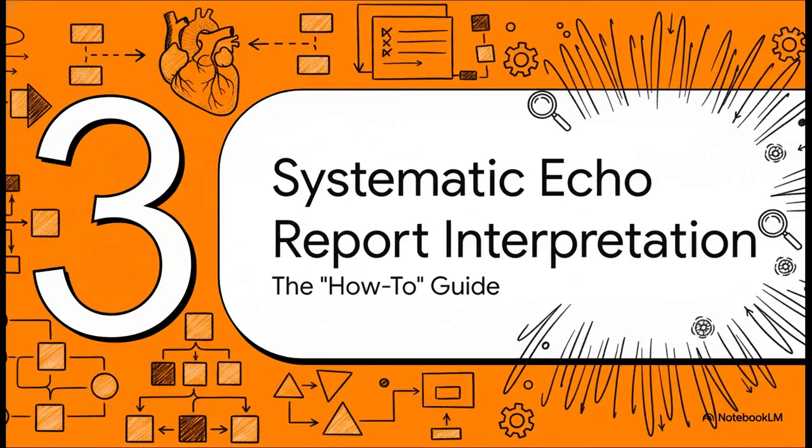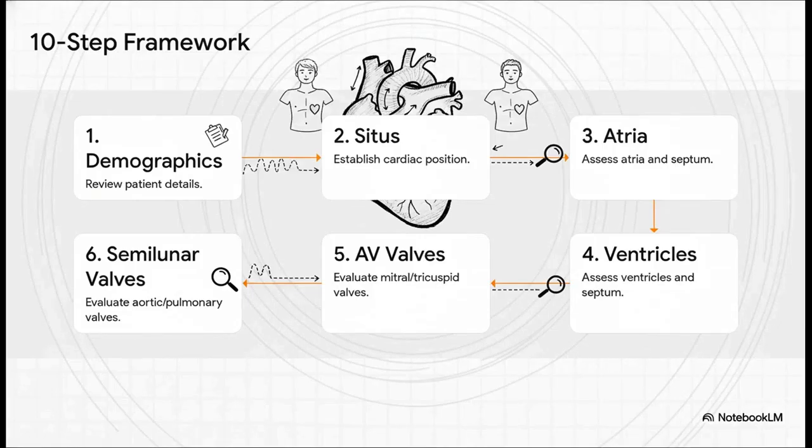Okay, fundamentals are down, now for the main event. We are going to build a methodical, repeatable system for dissecting any pediatric echo report. And I don't mean just skipping to the summary at the end. This is the tool that will let you build your own rock-solid mental model of that child's heart, from the ground up, every single time. And here it is, your 10-step framework. Think of it as your pre-flight checklist.